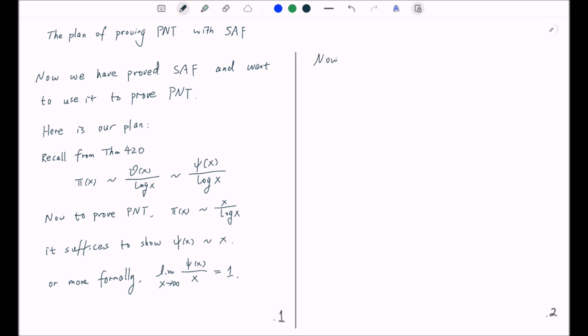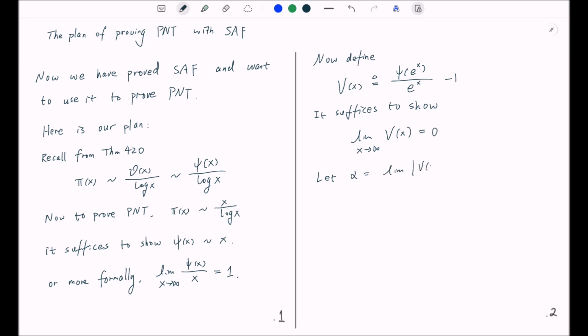Now we define a function v of x as psi of e to the x divided by e to the x, minus 1. And now it suffices to show the limit of v of x as x goes to infinity is equal to 0. Or, let alpha be equal to the lim sup of v of x as x goes to infinity. It suffices to show that alpha is equal to 0.